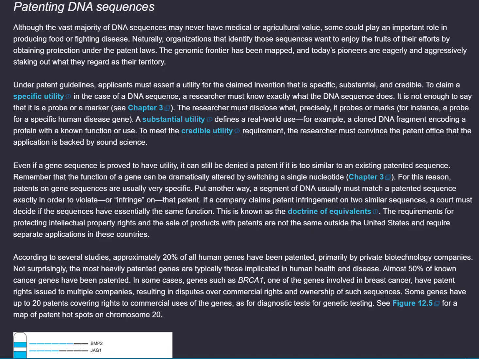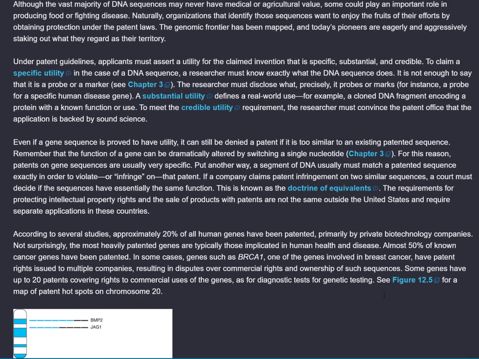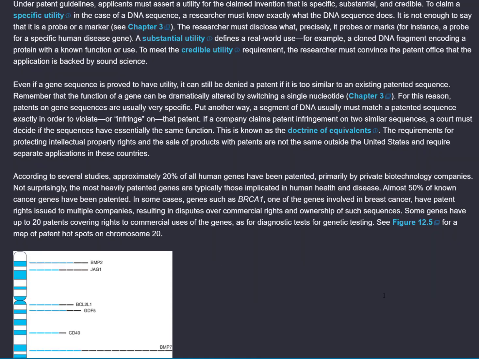Patenting DNA sequences. Although the vast majority of DNA sequences may never have medical or agricultural value, some could play an important role in producing food or fighting disease. Naturally, organizations that identify those sequences want to enjoy the fruits of their efforts by obtaining protection under the patent laws. The genomic frontier has been mapped, and today's pioneers are eagerly and aggressively staking out what they regard as their territory. Under patent guidelines, applicants must assert a utility for the claimed invention that is specific, substantial, and credible.